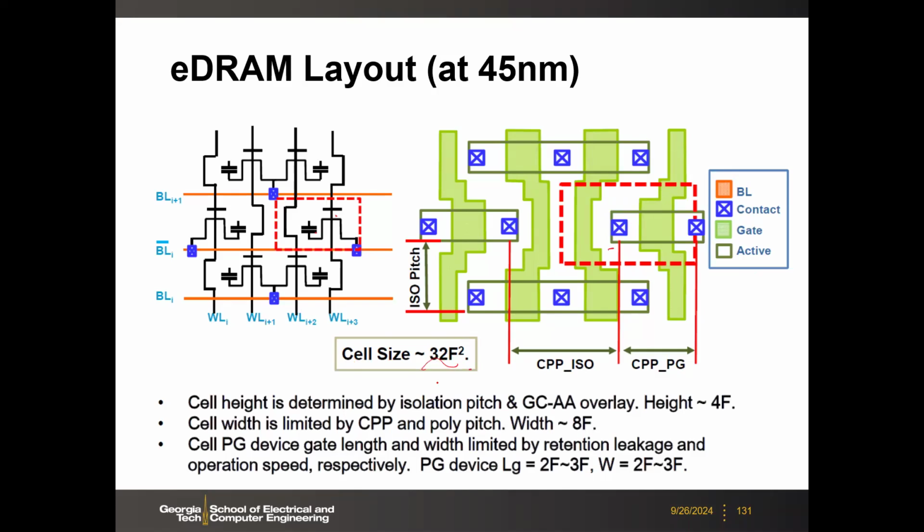If you recall the SRAM layout, it's roughly 160 F squared, even for the high density SRAM at this technology node. So this is still smaller than the SRAM. Okay.